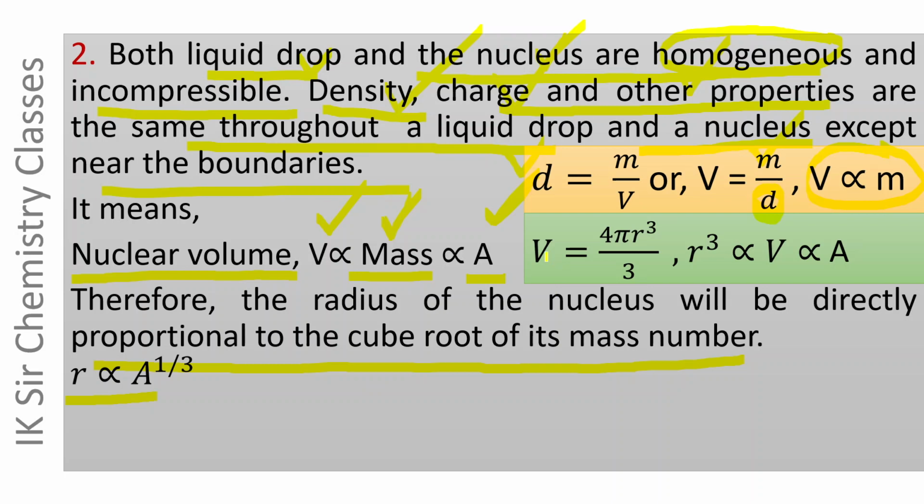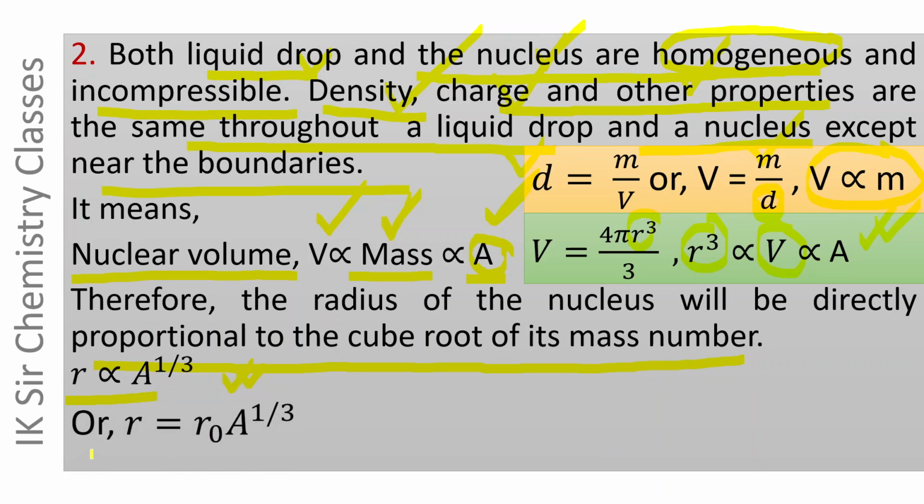volume of a spherical nucleus is equal to 4 by 3 pi r cube. It means r cube will be proportional to volume, and volume is proportional to mass number. It means r cube is proportional to mass number, and therefore R is proportional to 1 by third power of A. That is, R is proportional to cube root of the mass number.